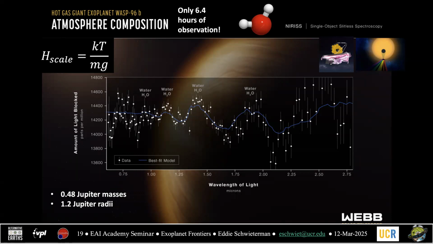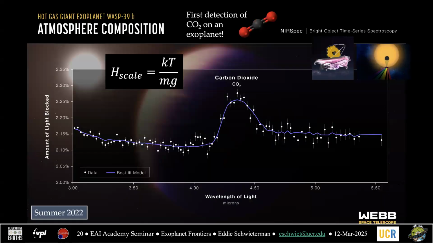JWST soon after made the first detection of carbon dioxide in a hot planet atmosphere. And this is in another region of the near infrared, at about 4.3 microns, where CO2 has a large absorption feature. And you can see this data is very, very good. We have detected this molecule with very high confidence. Not only that, there are smaller, less abundant molecules that JWST is able to characterize.